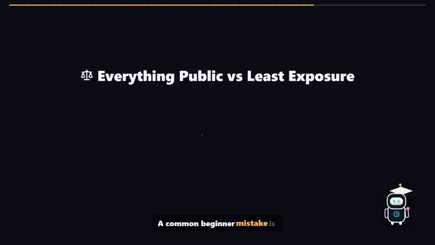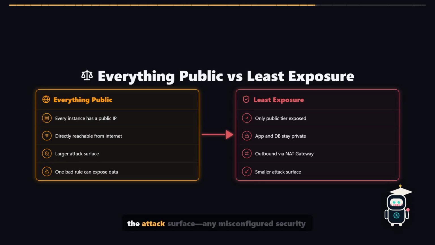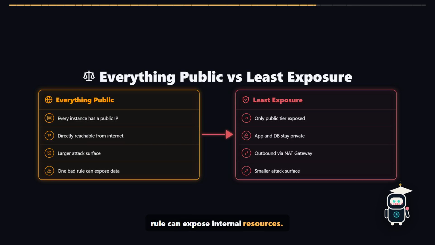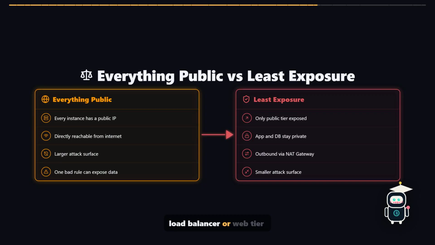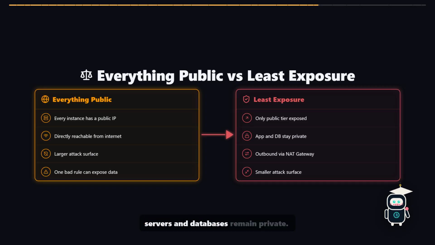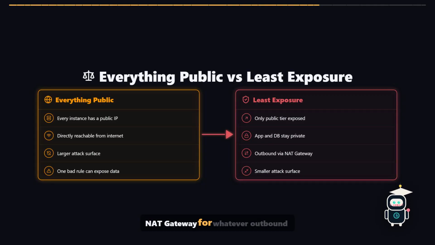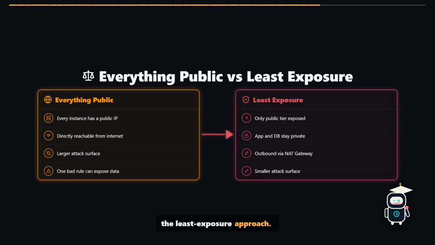A common beginner mistake is treating public subnets like the default. When every server gets a public IP, you widen the attack surface. Any misconfigured security rule can expose internal resources. A safer design keeps the public footprint small. Typically a load balancer or web tier in public subnets, while application servers and databases remain private. Those private resources use a NAT gateway for whatever outbound calls they need. That is the least exposure approach.